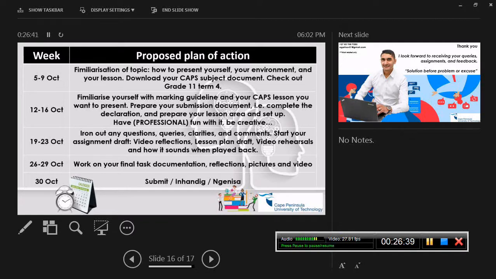Then next week, familiarize yourself with the marking guideline and your CAPS lesson that you want to present, right? Your choice. Then prepare your submission document, so complete your task document, which I will provide you with, and then start preparing your lesson areas. Start setting up a space in your house, in your room, wherever it is that's quiet for that 5 minutes you're going to present your lesson. You have enough time. Have fun with it, right? Don't make it so serious, stiff. Have fun with it, but be professional and be creative.